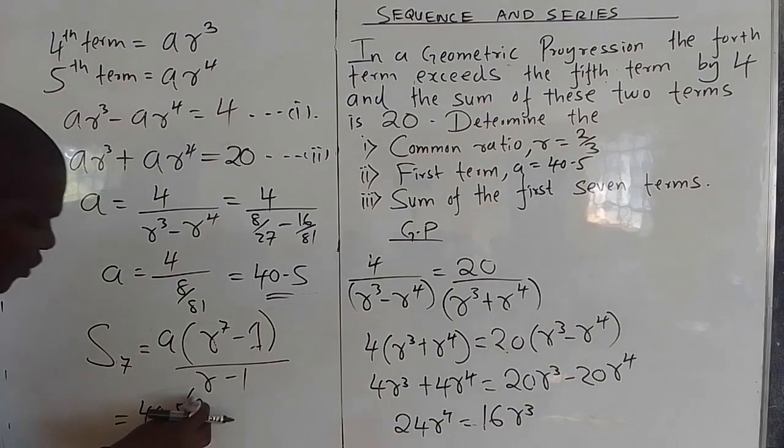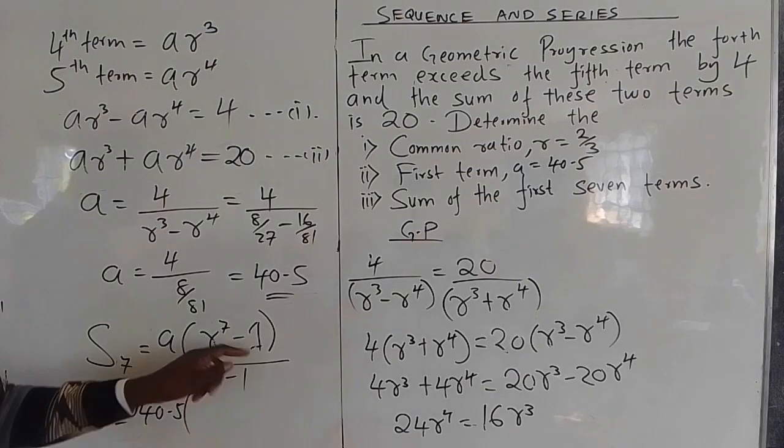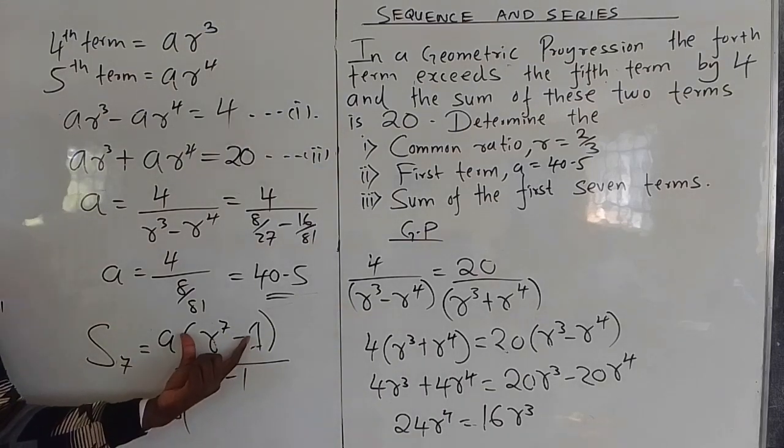You are the one who gave us the wrong answer. You did not follow what I'm explaining. Can you press for me 2 over 3 raised to power 7? I want to see what you are doing. Is that 2 over 3? 2 over 3, then raised to power 7. What do you get to be the answer? 128. Then answer minus 1, because we are dealing with the bracket first, isn't it? What do you get?